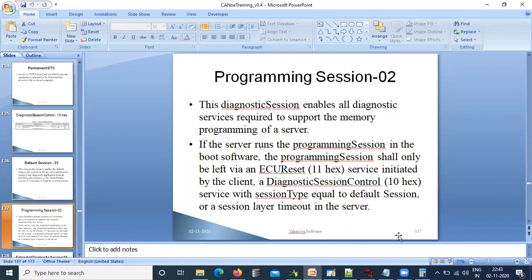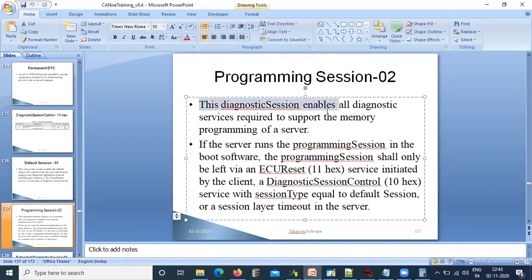The programming session is the next one. This diagnostic session enables all diagnostic services required to support memory programming of the server. So we will use this session only to flash the ECU, that is, the software code. When we want to change the software flashed in the ECU, we will use the programming session. If the server runs the programming session in the boot software, the programming session can only be left via ECU reset. If you are in programming session, you can leave it either by stopping the tester present or by issuing the ECU reset.